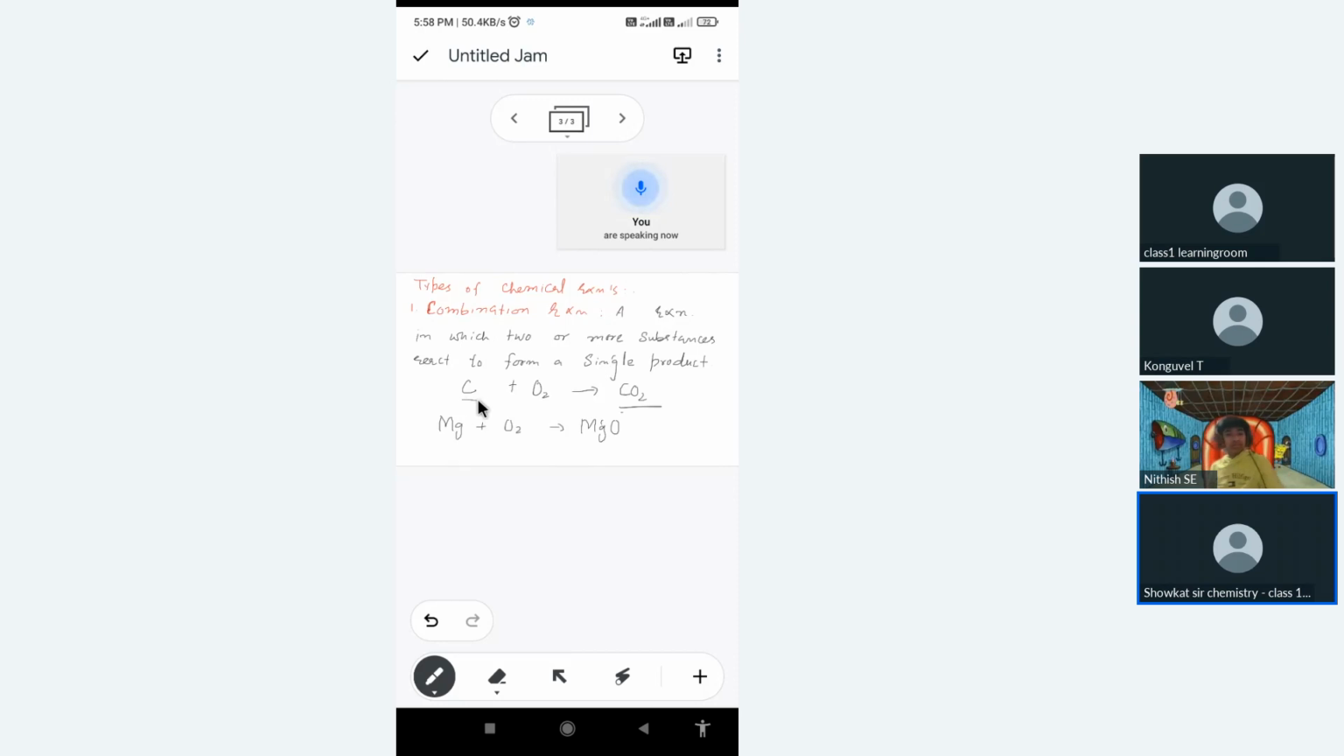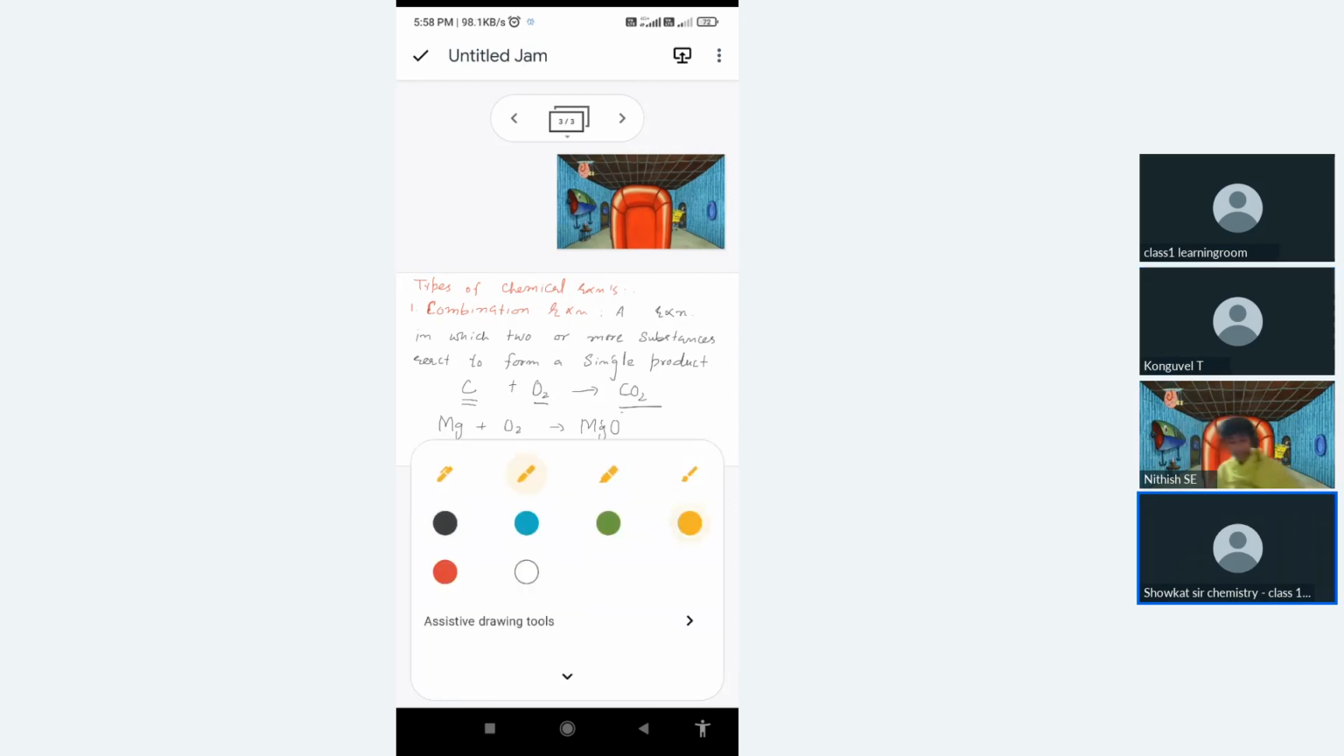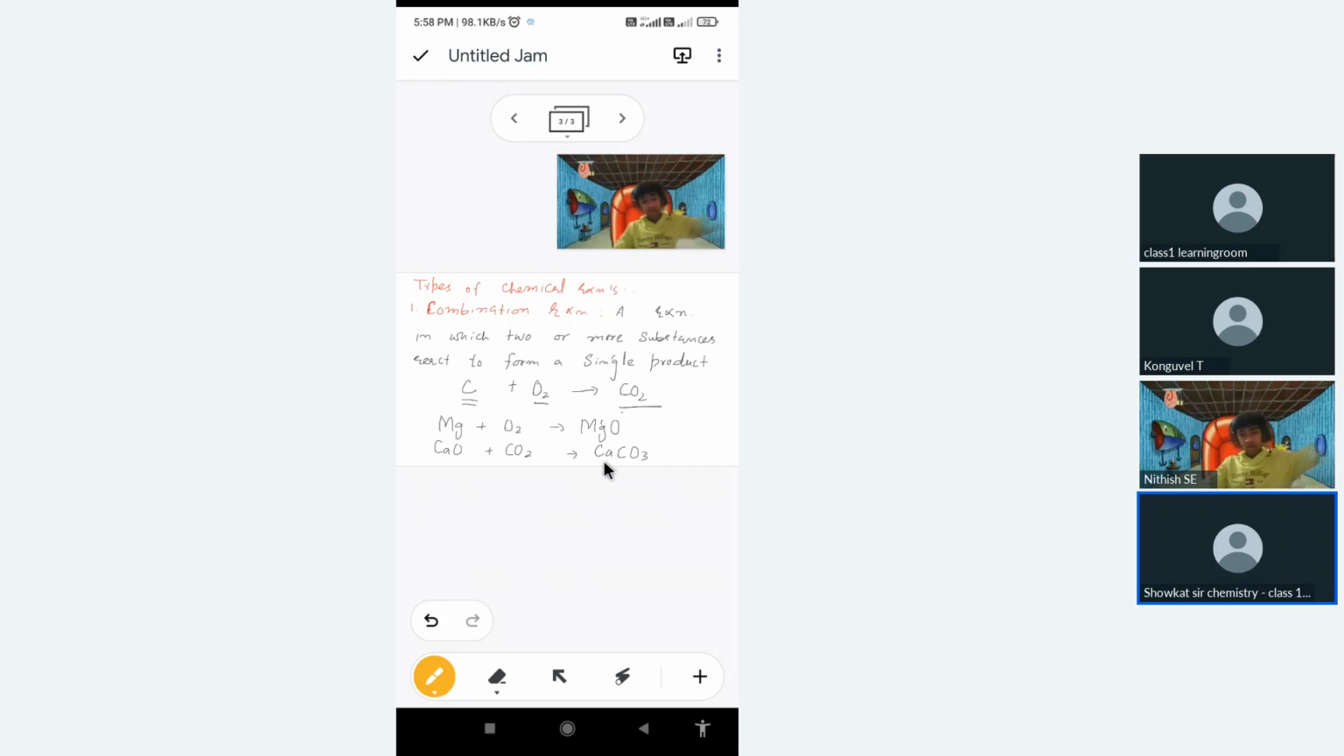Now, this can be an element. For example, here carbon is the element, oxygen is the element. Sometimes it can be some compound. For example, if I write, I'm having calcium oxide. It reacts with carbon dioxide. So it forms the calcium carbonate, that is CaCO3. So what is this? This is also your combination reaction. Can you tell me, is it a combination reaction? Yes, sir. Why? Because we are only having the one product, right?